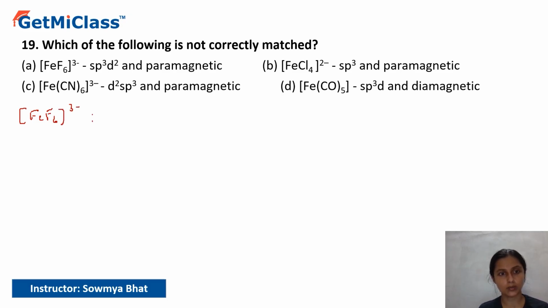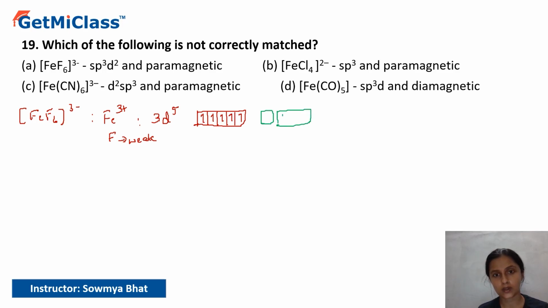Here iron is in +3 oxidation state, so the configuration expected is 3d5. So there are 5 electrons in the d orbitals, and fluorine being a weak ligand, this can't pair up the electrons. Because of this, the outer sp3 and d2 orbitals are involved in the hybridization. So it's sp3d2 hybridization, and since there are unpaired electrons, this would be paramagnetic.